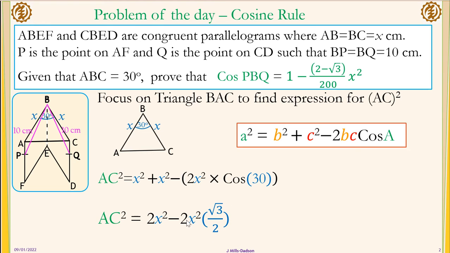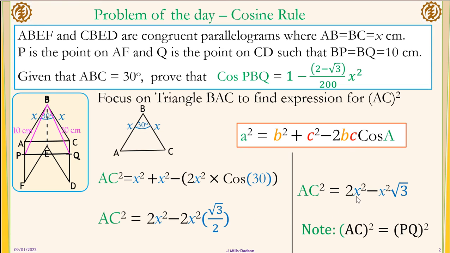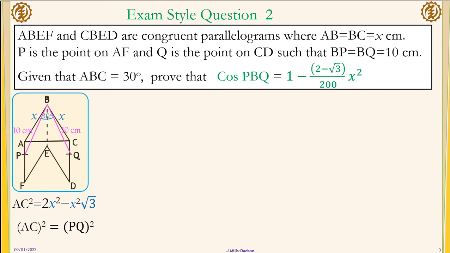Tidy up: 2x squared minus 2x squared root 3 over 2. Now you can divide 2 by 2 for this one, so the 2s cross out, and AC squared becomes 2x squared minus x squared root 3. So AC squared is the same as PQ squared. That's the first thing I want you to remember. Let's move on. Now I know AC squared is the same as PQ squared, so I'm going to concentrate on triangle PQB, or angle BPQ.